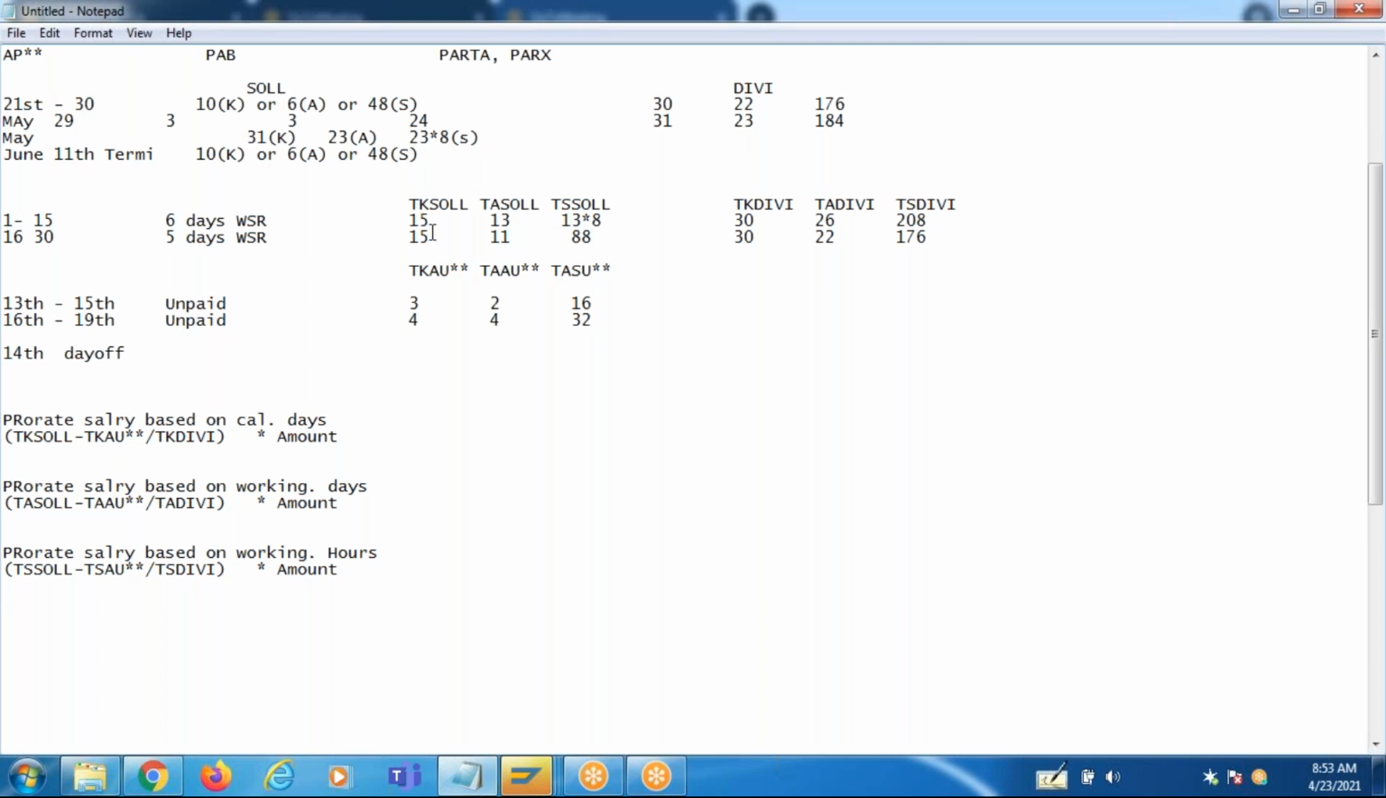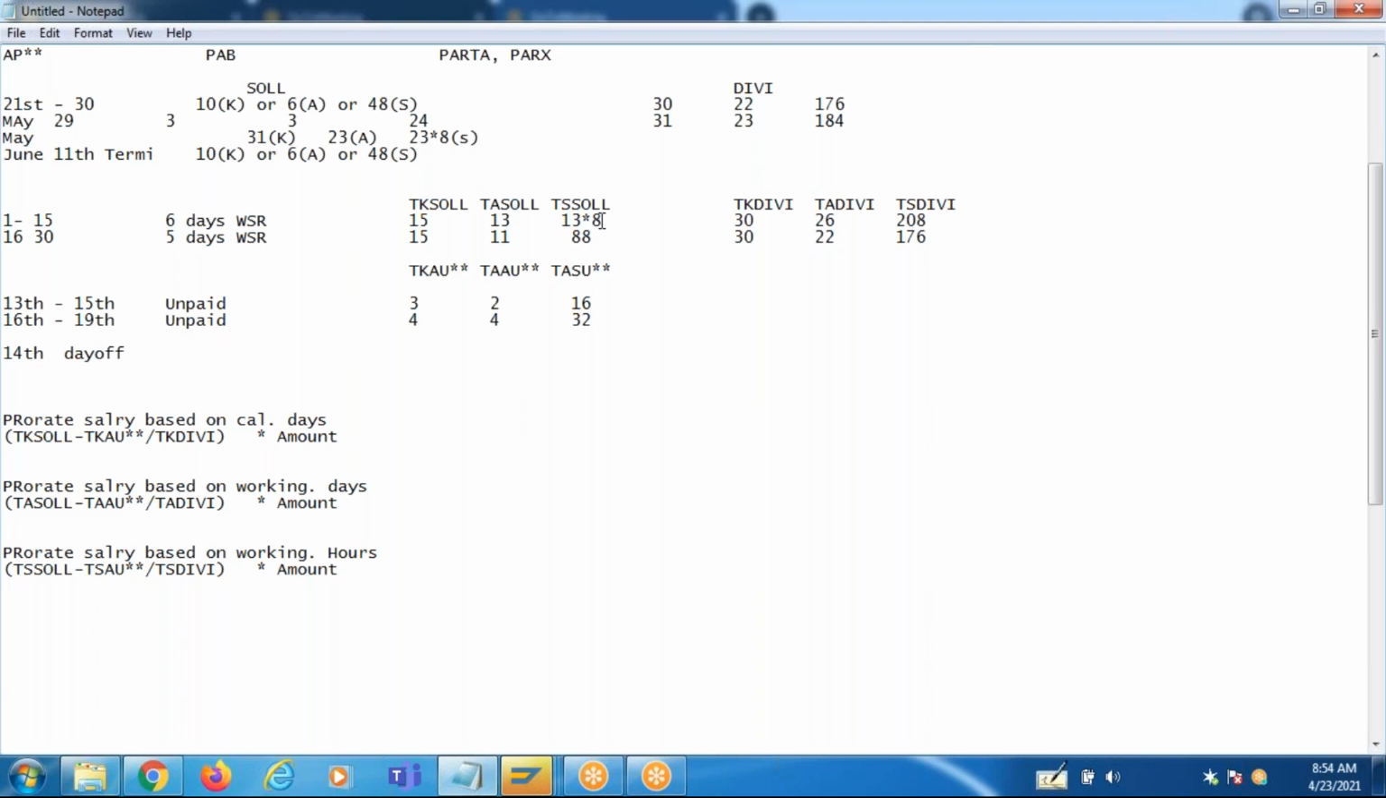So when the first split is processed, 15 minus 3 divided by 30. When the second split is processed, 15 minus 4 divided by 30 in terms of calendar days. Similarly, in working days, 13 minus 2 divided by 26, and 11 minus 4 divided by 22. That is the factor in which we need to pay in terms of working days.